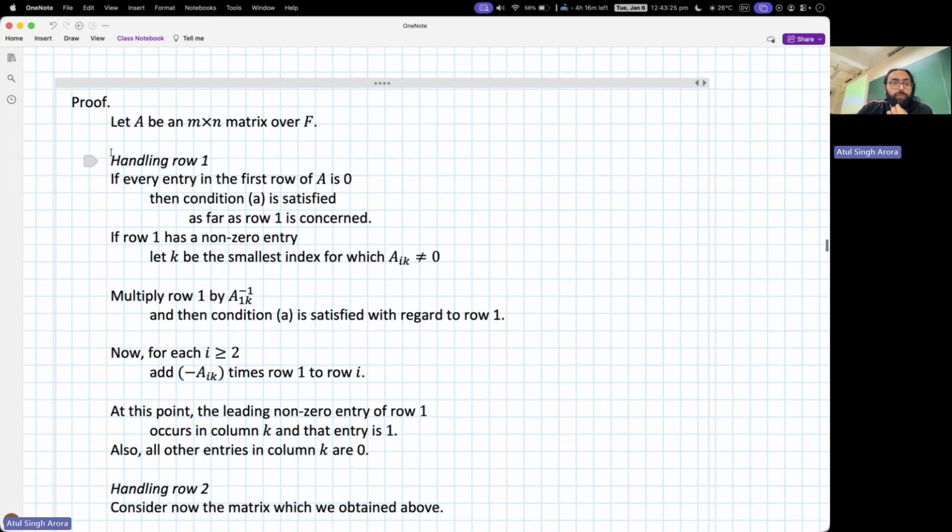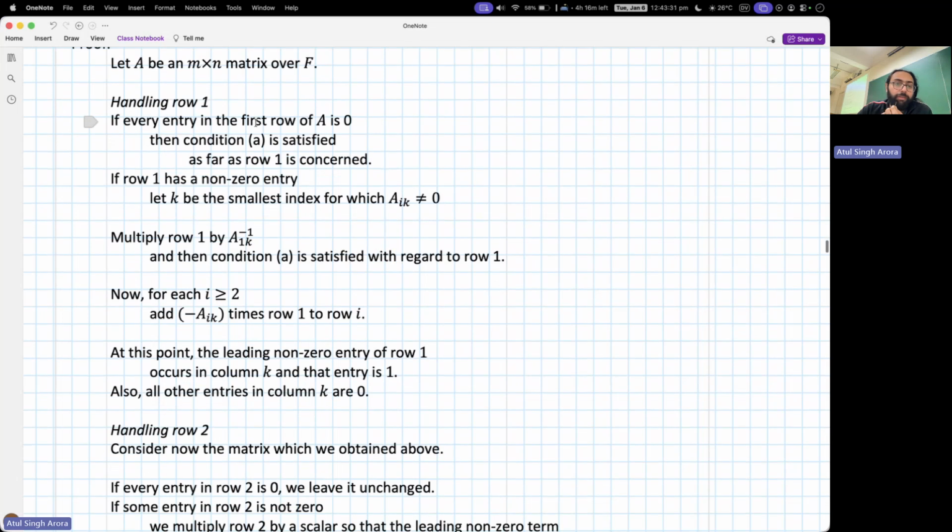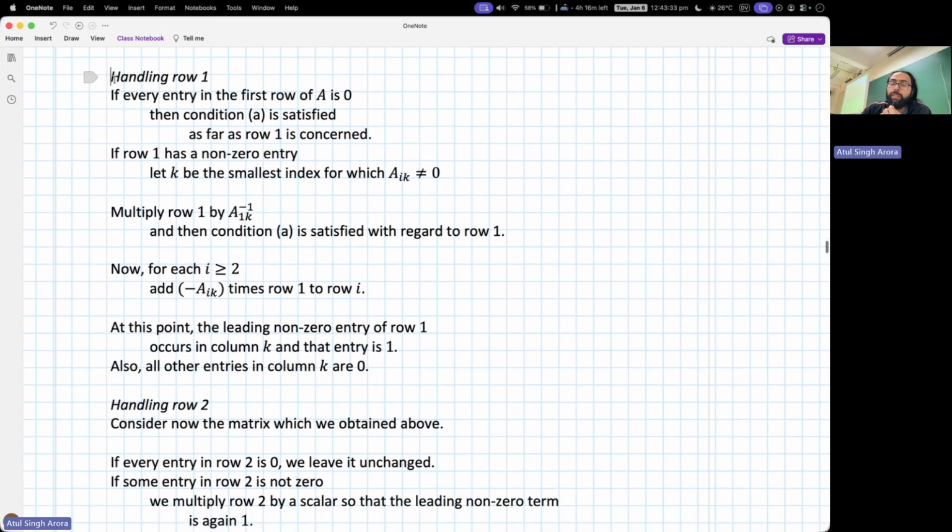Right. So let's do the proof. So let A be an arbitrary m cross n matrix over F, like the theorem says, and we'll go row by row. Okay, so we'll do it for the first row. The first thing we check is, is the first row entirely zero? If the first row is entirely zero, then we essentially already satisfied the condition, because the conditions were only for the first non-zero entry in the row. So we don't have to worry about it. If the first row has a non-zero entry, we're going to let k be the smallest column for which the entry becomes non-zero. So a sub 1k is non-zero.